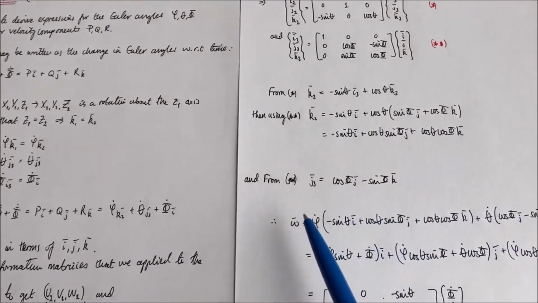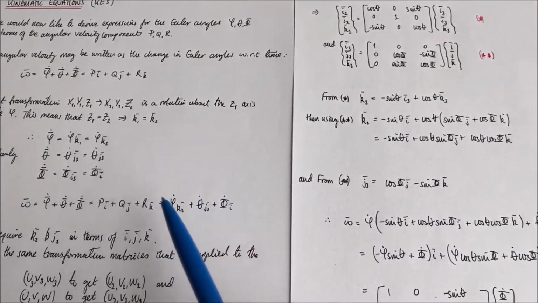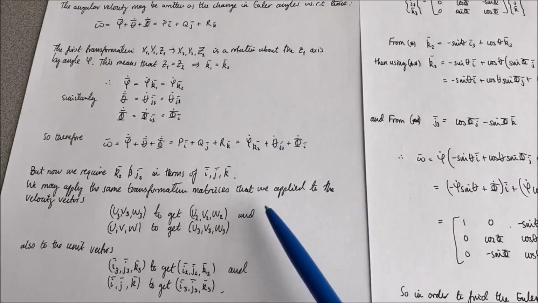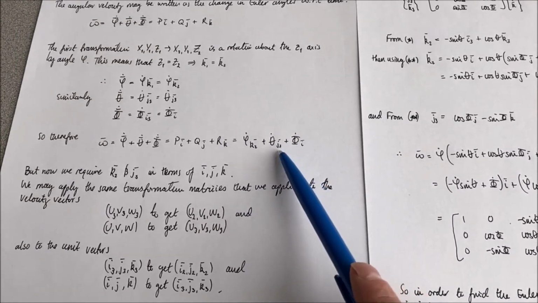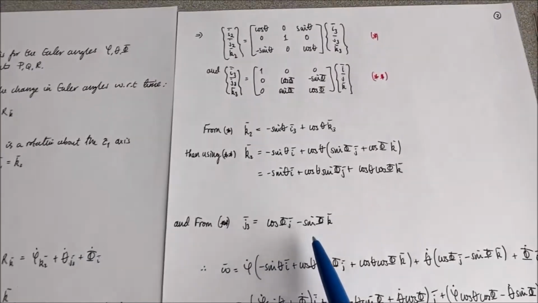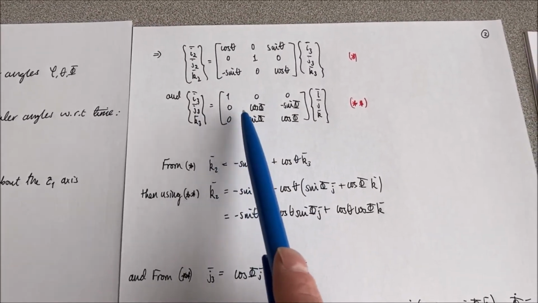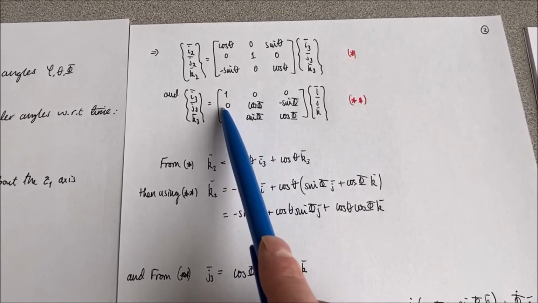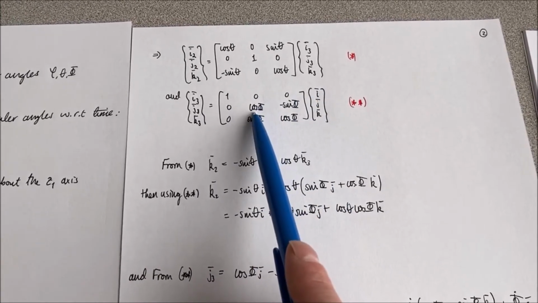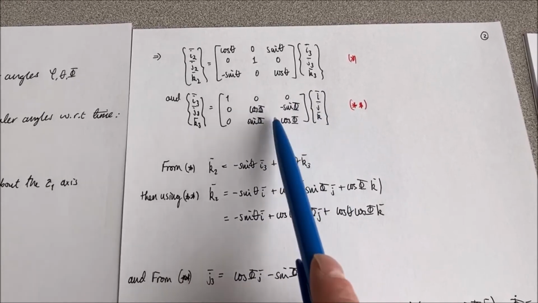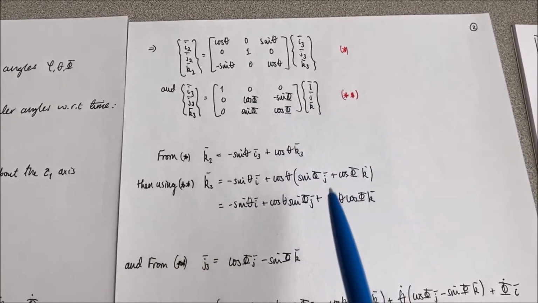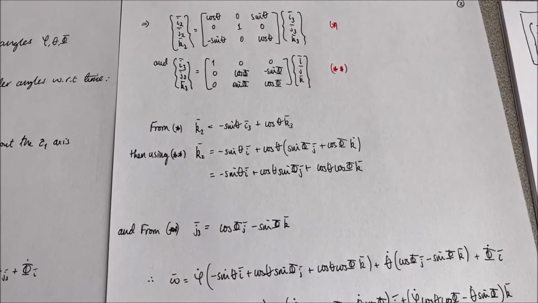Over here, we can also find what our J3 bar is from this second matrix transformation here. Well, it's 0 in the I bar direction, it's cos phi in the J bar direction, and minus sine phi in the K bar direction, which is what I've written here.